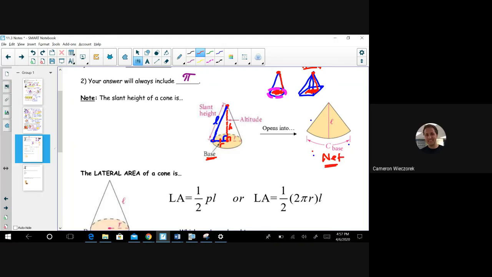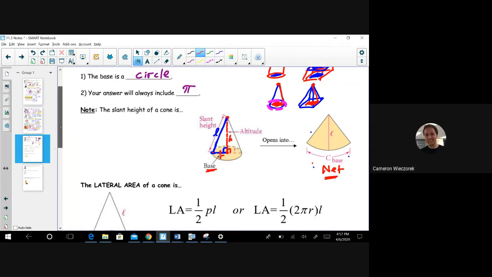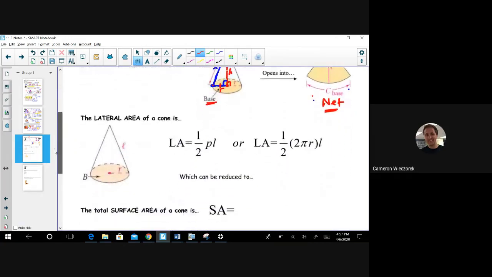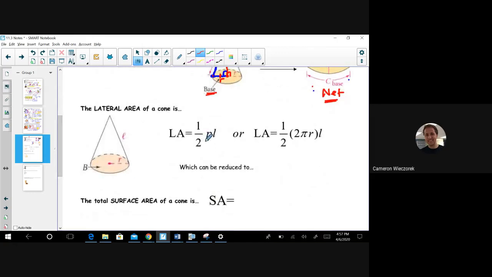To find the lateral area of a cone, we said it behaves very much like a pyramid. So we can use the exact same formula, 1/2 the perimeter of the base times the slant height. But hang on a second. Perimeter of the base is a circle. We call the perimeter of the circle the circumference. So I'm really taking 1/2 the circumference of the circle on the bottom times the slant height of the cone.